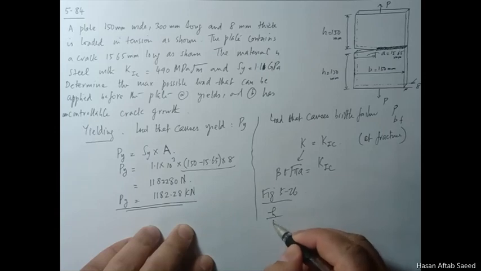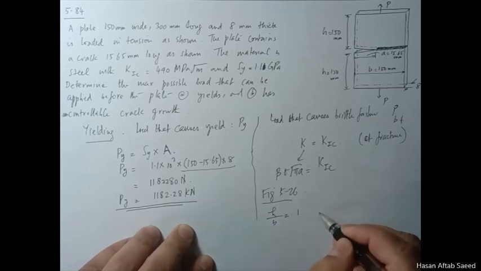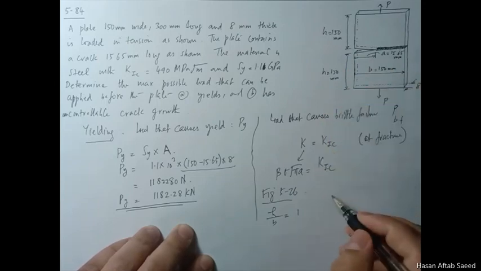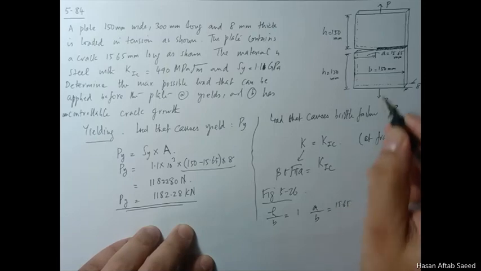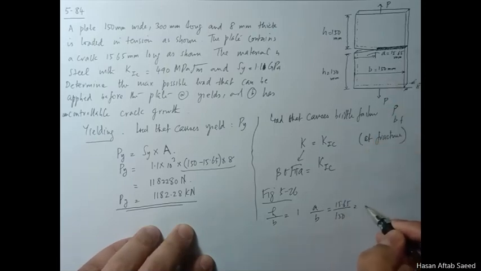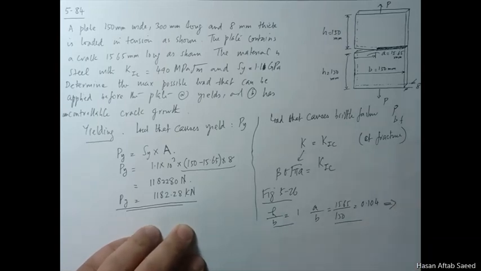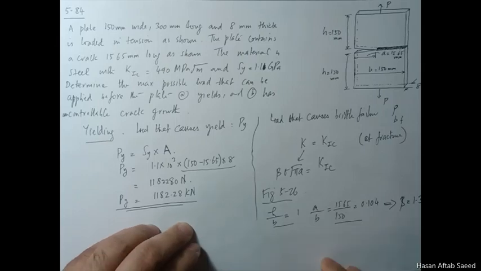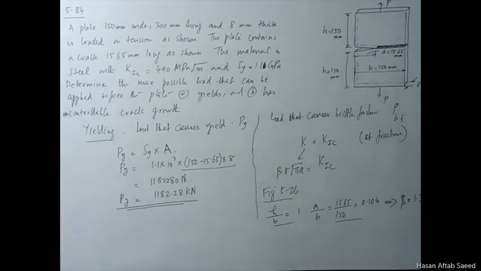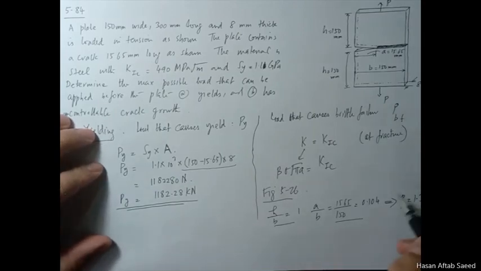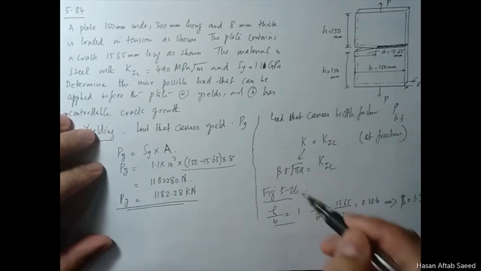So H over B here comes out to be 1, and A over B comes out to be 15.65 over 150 is equal to 0.104. So from these two, we can read from the chart that beta comes out to be 1.3. Obviously, it's a matter of reading from the chart, so it doesn't make sense if you read 1.2987 or something like that. 1.3 is good enough. Now, this is the value of beta, and let's plug this value here.